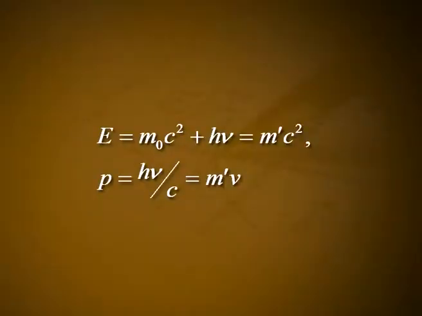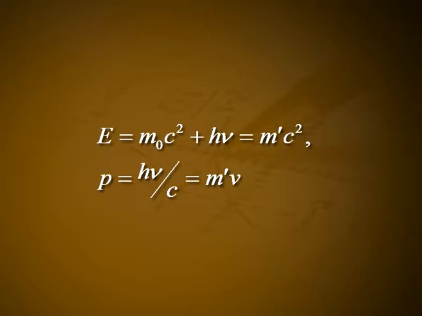Problem: a nucleus of rest mass m naught is struck by a photon of energy h nu, which is completely absorbed. Determine the recoil velocity v of the combined system. Answer: by the law of conservation of linear momentum, E is equal to m naught c square plus h nu, which is equal to m dash c square.